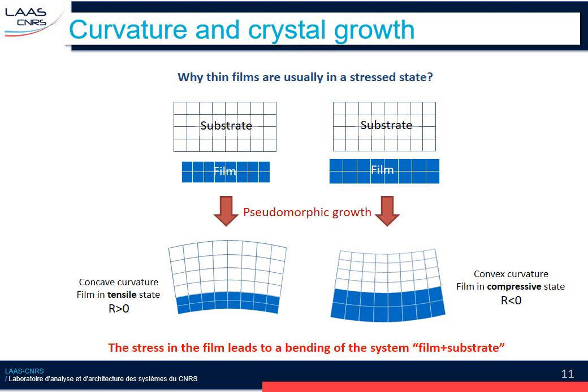So why are films usually in a stress state? This mainly comes from a lattice mismatch between a film and substrate. If the lattice parameter of the film is smaller than the one of the substrate, then the film will end up in a tensile state. And if the film has a larger lattice parameter than the one of the substrate, then it will end in a compressive state. By convention, I will use a positive radius of curvature, or positive curvature, for tensile stress and negative curvature for compressive state.